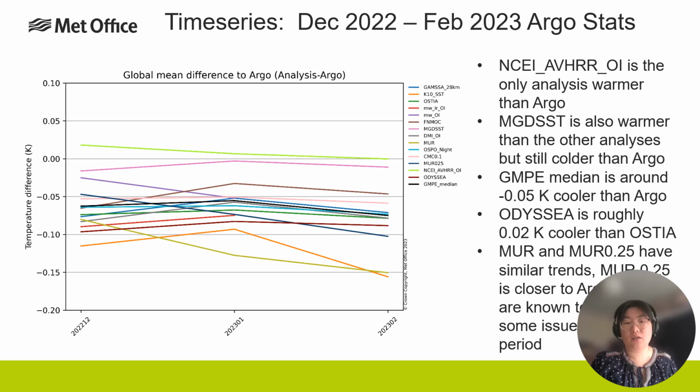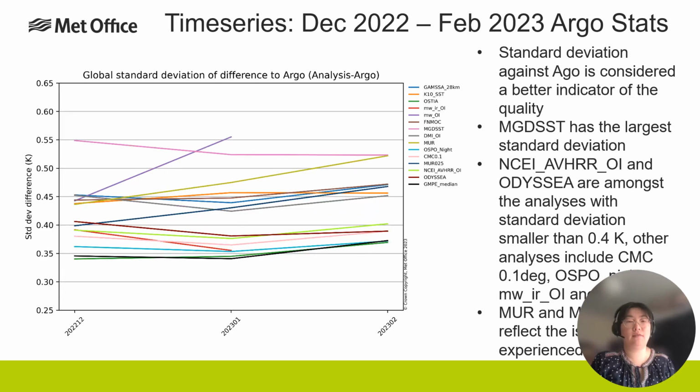So next, we look into the standard deviation of each of the L4 analyses against Argo. And again, it's analysis minus Argo. Just to note, we consider the standard deviation against Argo the best indication of the quality of the L4 analysis. So here I'll separate them into roughly two groups: one group of the L4 analyses having a standard deviation against Argo above 0.4 Kelvin, and one group below.